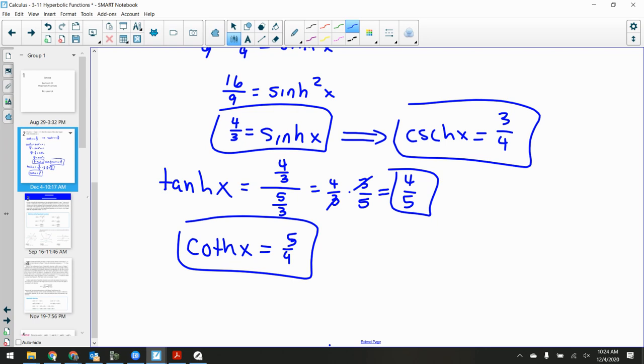That makes sense? The only tricky part there was using the identity, using that cosine squared minus sine squared equals 1 to figure out what sine would be. And I think that's the easiest route to take. Are there other routes to take? Probably. But I don't know. That's just the easiest route.